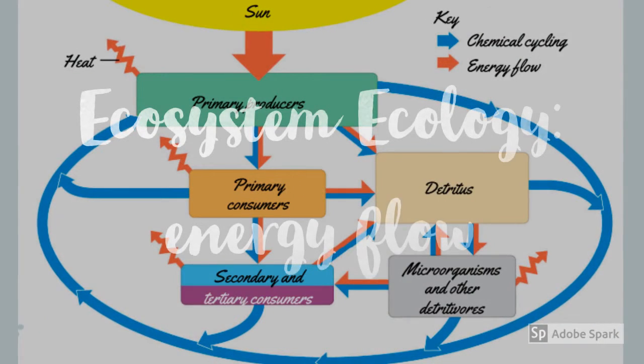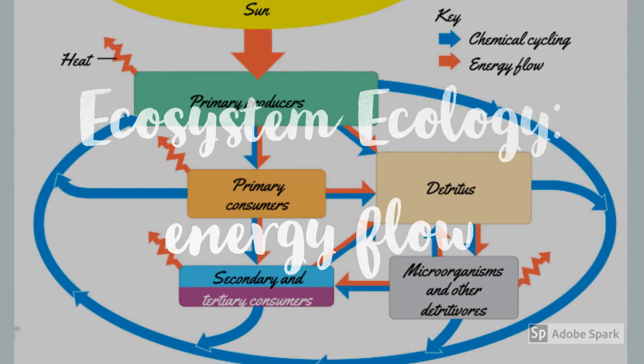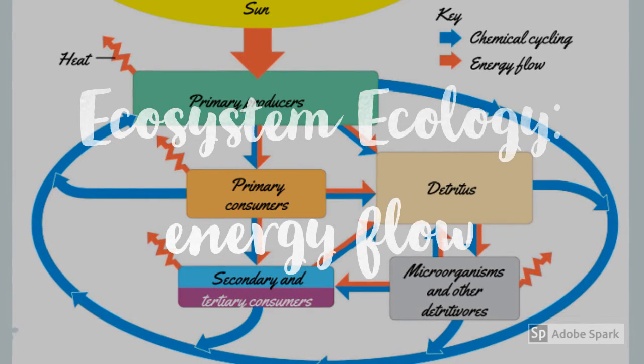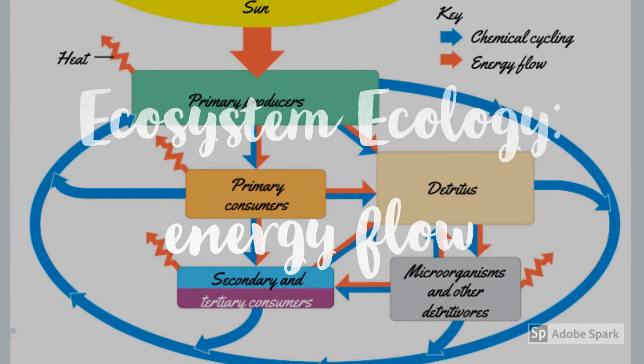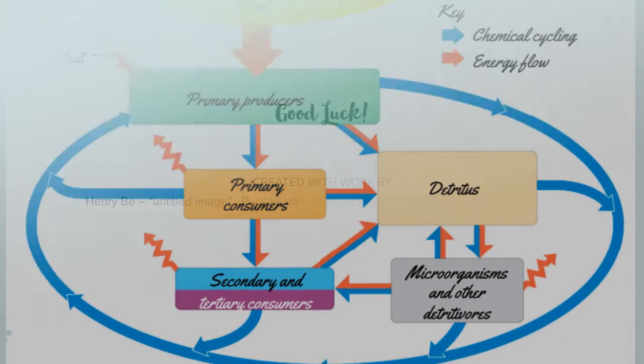In ecosystem ecology, it is important to look at energy flow and chemical cycling through an ecosystem. It is also important to look at production levels and how this energy flows through the system.